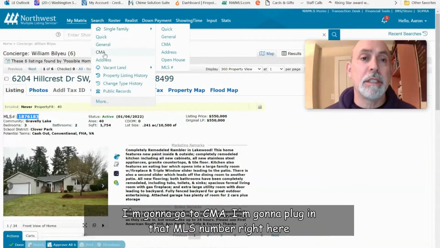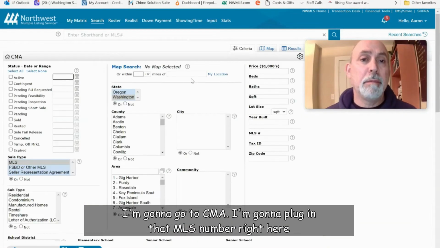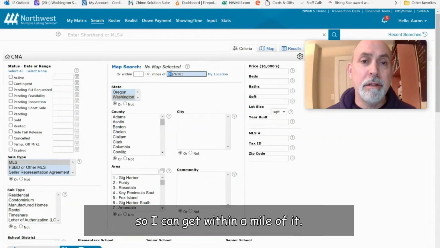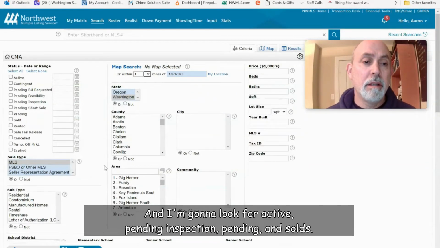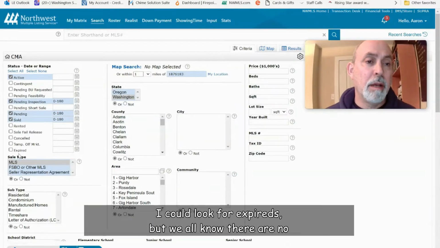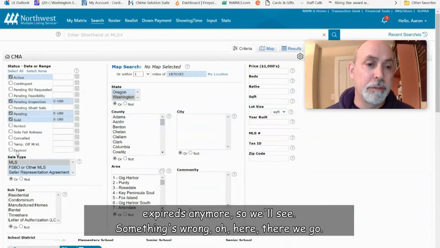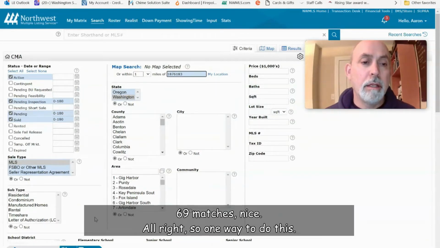I'm going to go to search. I'm going to go to CMA. I'm going to plug in that MLS number right here so I can get within a mile of it. And I'm going to look for active, pending inspection, pending, and solds. I could look for expireds, but we all know there are no expireds anymore. Something's wrong. Oh, there we go. 69 matches. Nice.